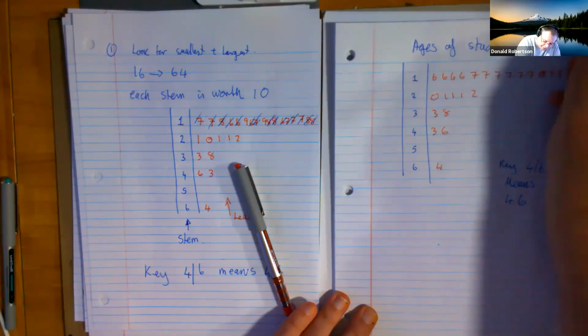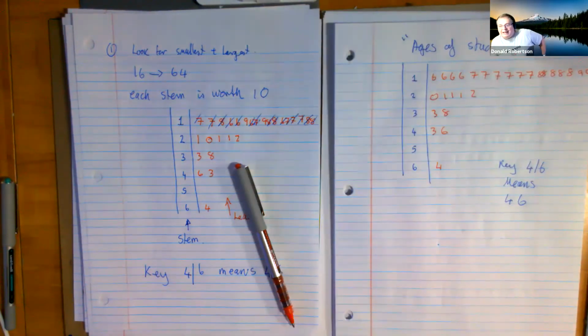It's normally a good idea to put a heading at the top of a stem and leaf so people know what you're doing here. I mean, is this the number of times that they didn't do their homework? Is this how many people are in their family or how much money they've got or whatever, right? So in this case, it's ages of those students.